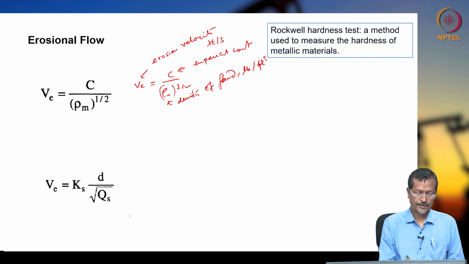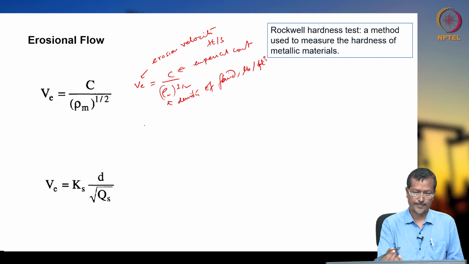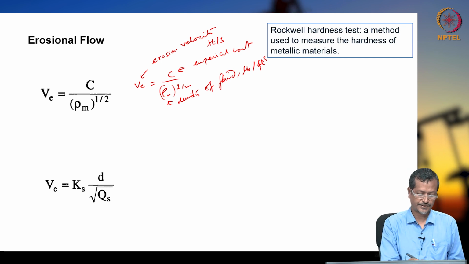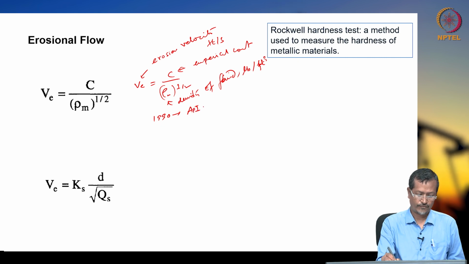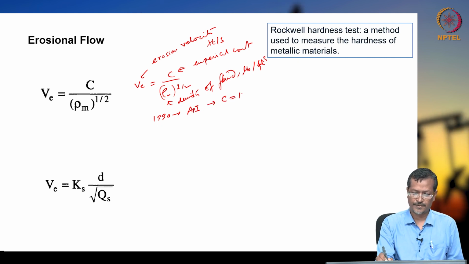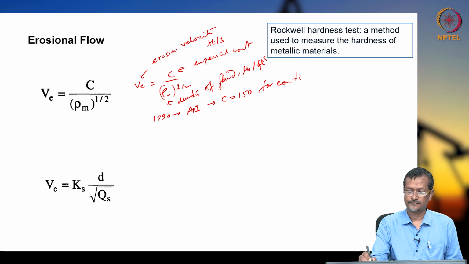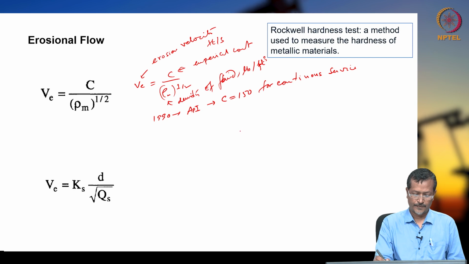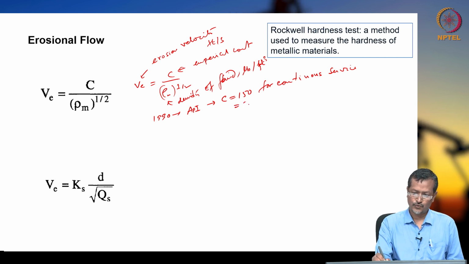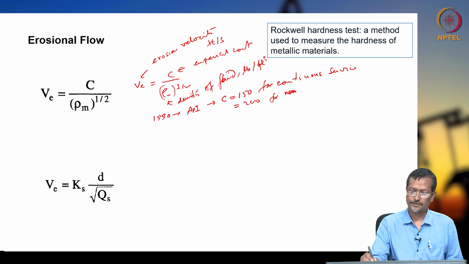Okay. If velocity exceeds VE, erosion of the product will happen, and if corrosive fluid is there, then it will be much more disastrous. In the 1990s, API gave some values of C. They said the C value should be 150 for continuous service, and 200 for non-continuous service.